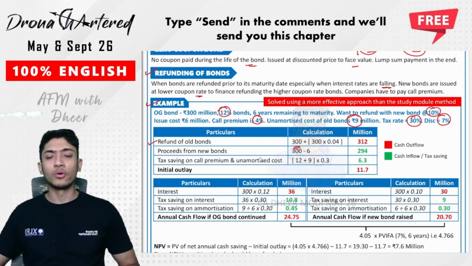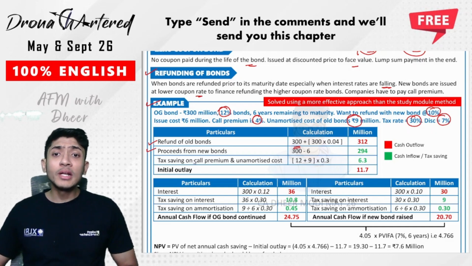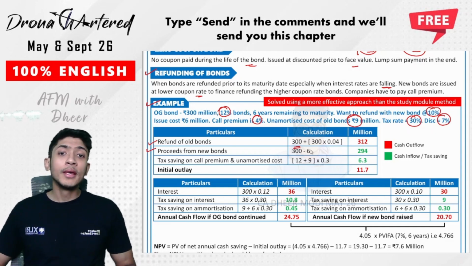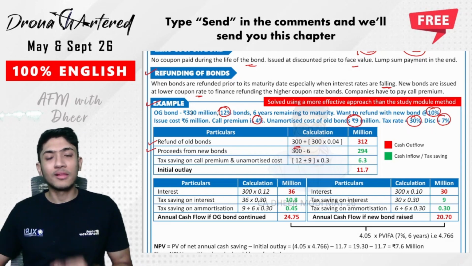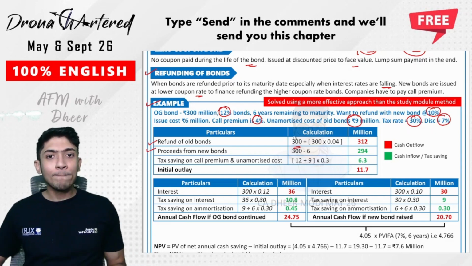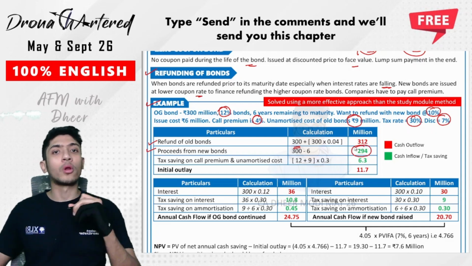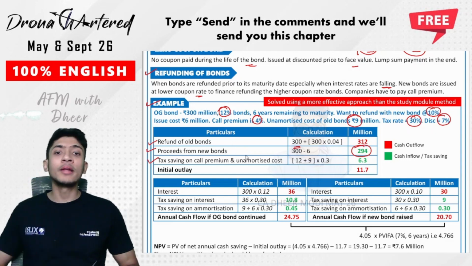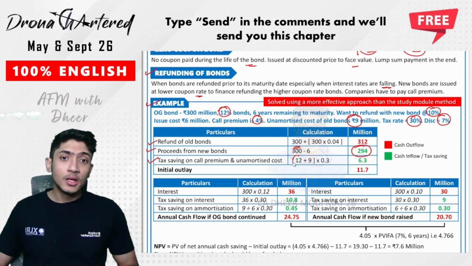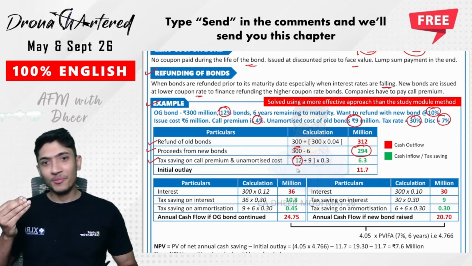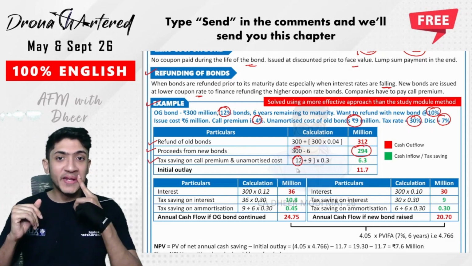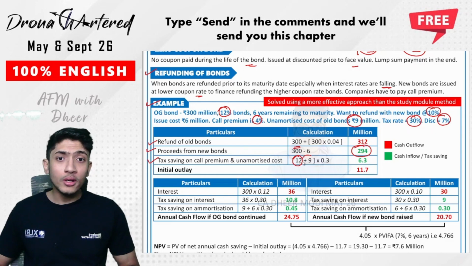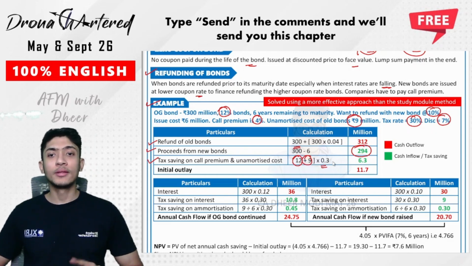Whatever is in red is my outflow. Next is your proceeds from new bonds. Proceeds from new bonds is 300 minus, sorry, what call premium? Your issue cost is 6 million. So therefore you will get only 294. And last is your tax saving on your call premium and unamortized cost. What will be your tax saving? This 12 million plus your 9 million into your 0.3. That would be your tax saving, correct?